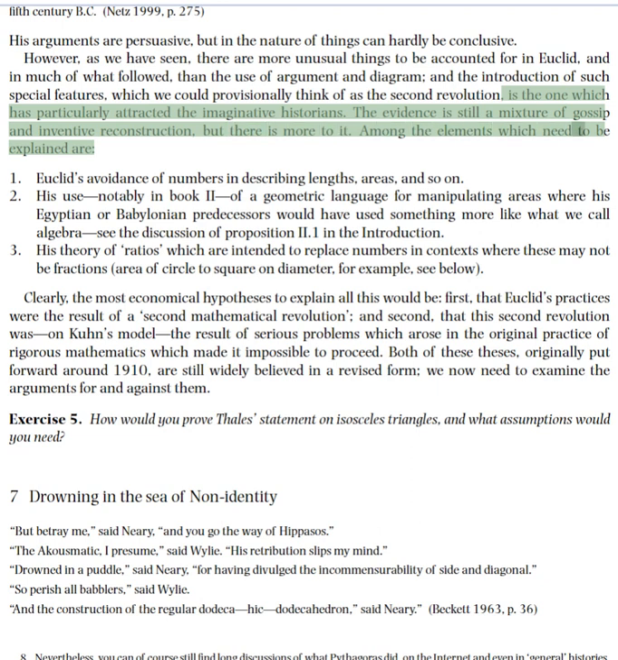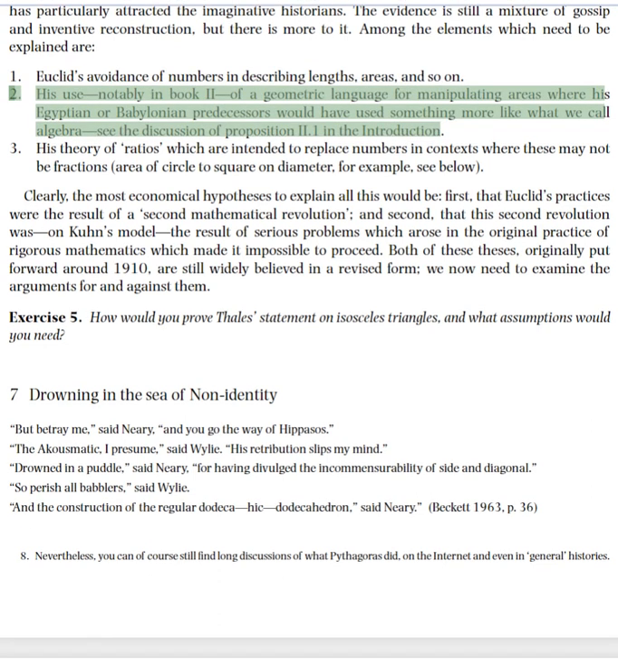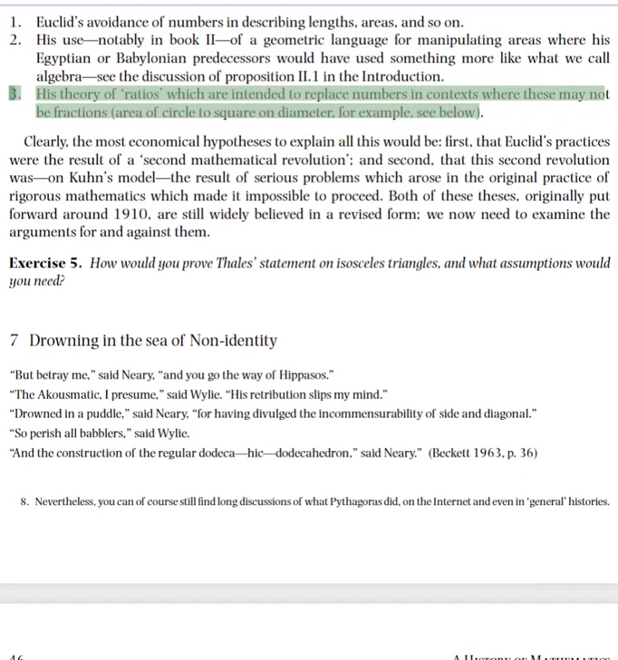Among the elements which need to be explained are 1. Euclid's avoidance of numbers in describing lengths, areas, and so on. 2. His use, notably in Book 2, of a geometric language for manipulating areas where his Egyptian or Babylonian predecessors would have used something more like what we call algebra, see the discussion of Proposition 2.1 in the introduction. 3. His theory of ratios, which are intended to replace numbers in contexts where these may not be fractions.